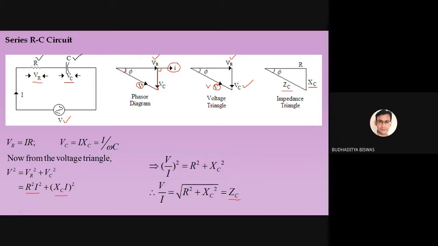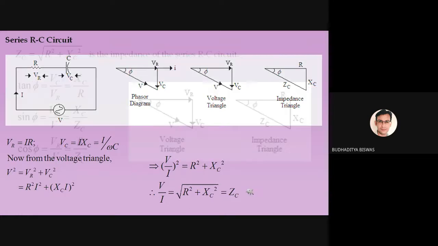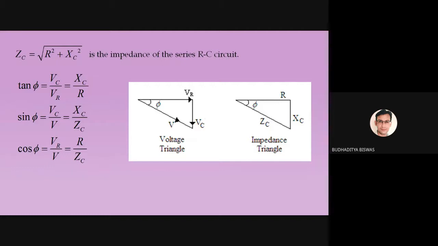And why is it written Zc? Because this is a capacitive circuit, but obviously not a purely capacitive circuit. So that's why Zc is written, and this Z or the impedance is nothing but the root under resistance square plus reactance square. So Zc equals root under resistance square plus reactance square, and this is called the impedance of the series RC circuit. Then tan phi equal to Vc by Vr.